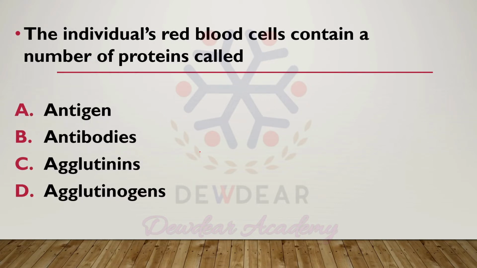Next question. The individual's red blood cells contain a number of proteins called: options antigen, antibodies, agglutinins, agglutinogens. The correct answer is option A, antigen. So the red blood cells which contain a number of proteins, it is known as the antigens.